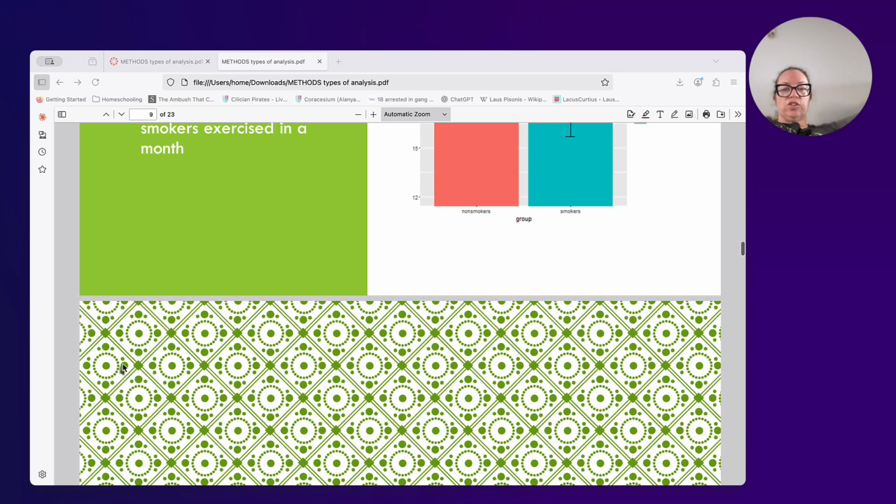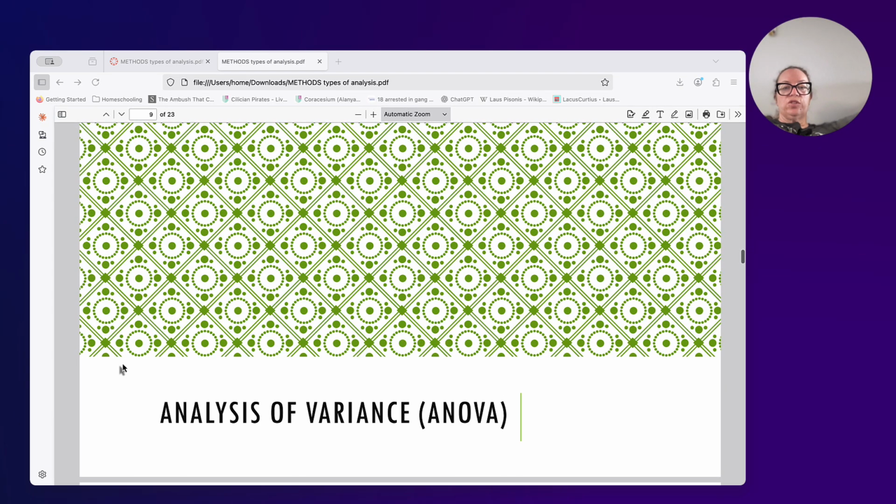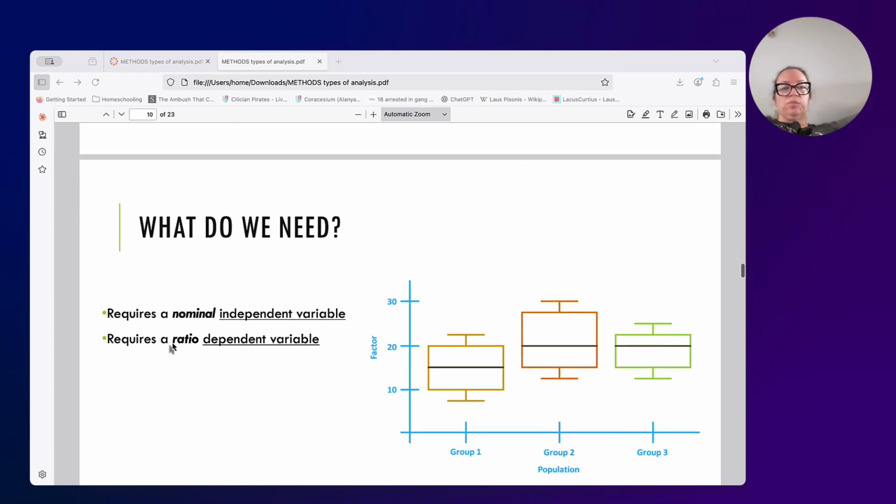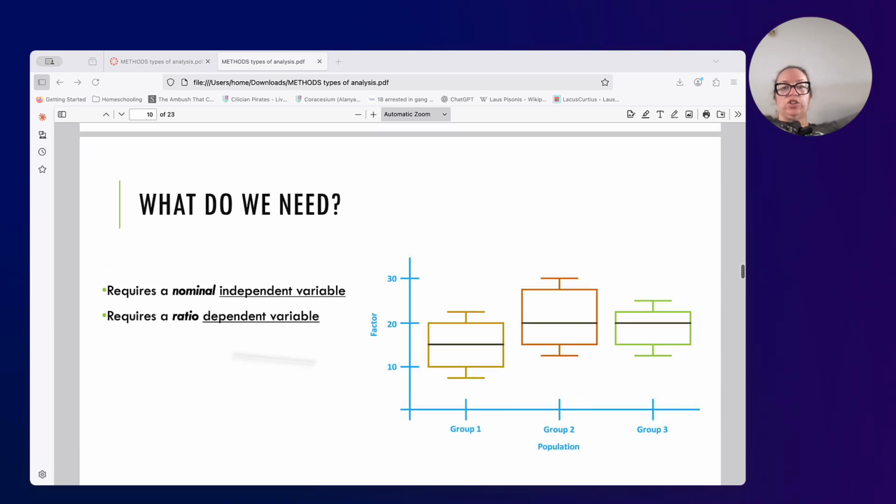All right, now let's talk about ANOVAs. ANOVAs are very similar to t-tests in that they require a nominal independent variable and a ratio or interval dependent variable. But what an ANOVA can do that a t-test cannot do is compare more than two groups. An ANOVA can compare 3 or more groups. 3, 4, 5, 6, 7 groups. We usually cap ANOVAs off around that point, but we can take a look at multiple groups compared to each other.